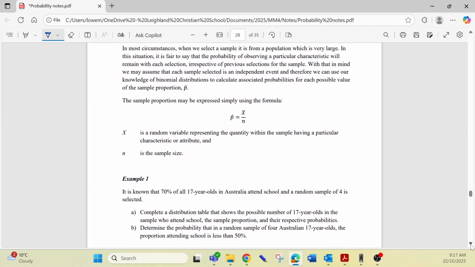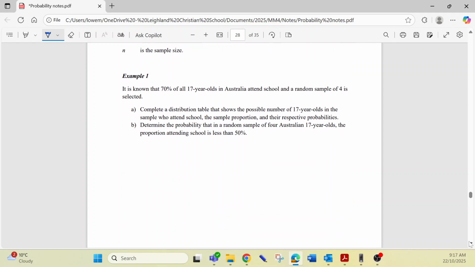So let's look particularly at this first example. It says here that it is known that 70% of all 17-year-olds in Australia attend school, and a random sample of 4 is selected. So it says here that it's known. We would say then that is the population proportion p.